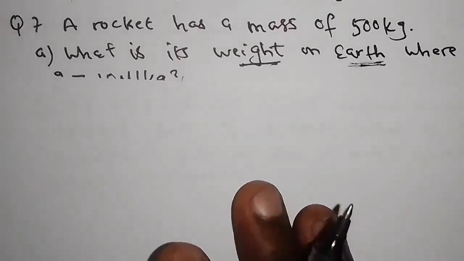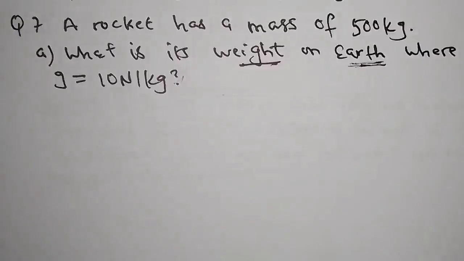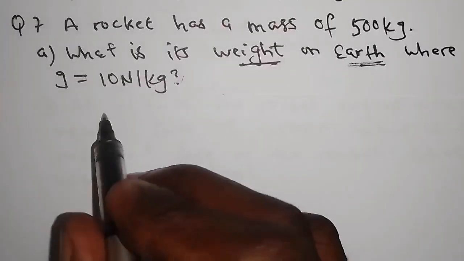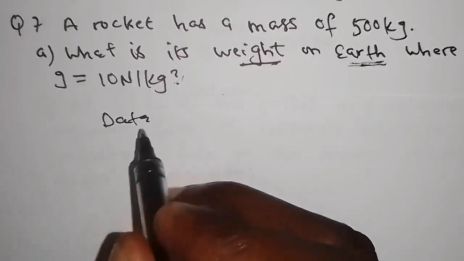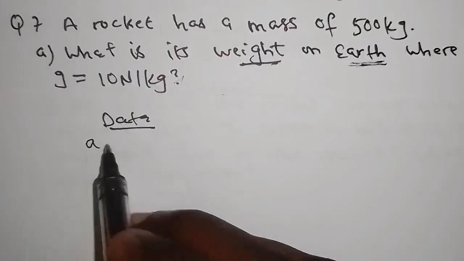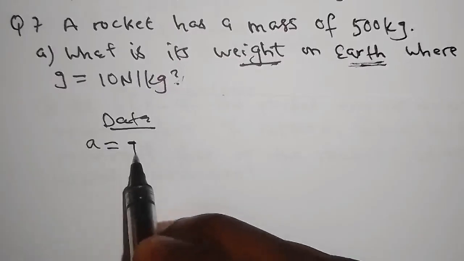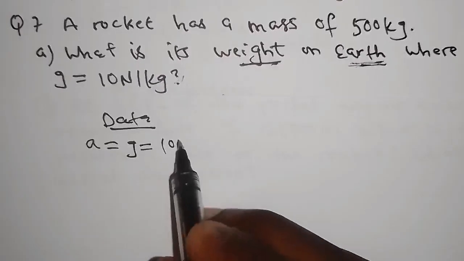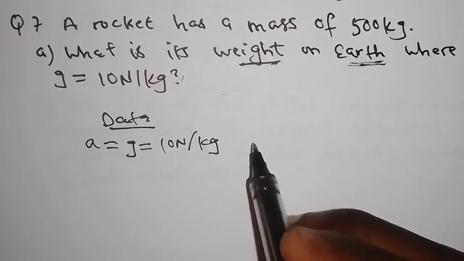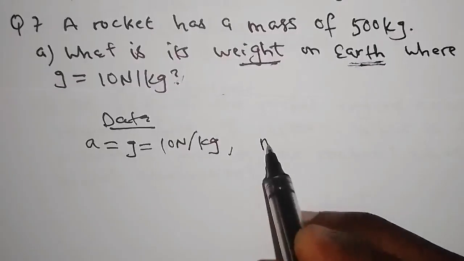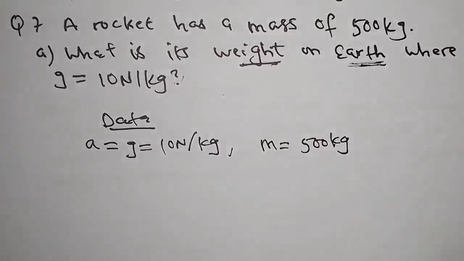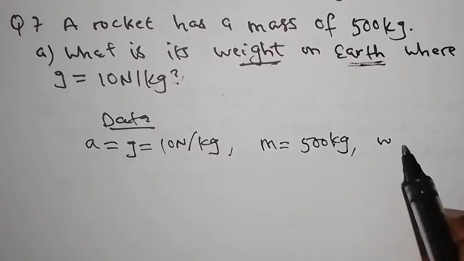So from there, you always collect the information. So from this one, the information is, the acceleration due to gravity is just 10 Newton per kg, and the mass is given as 500 kg. Now we are looking for the weight.